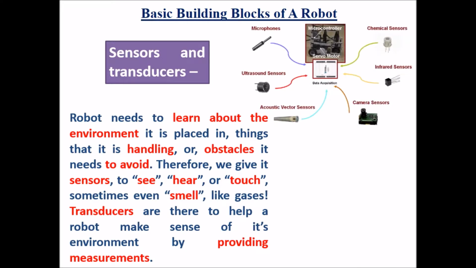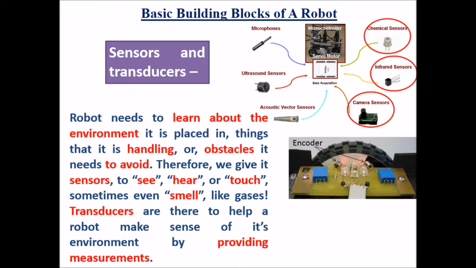This image shows different kinds of sensors, like chemical sensor, which detects gases, infrared sensor which detects obstacles, and camera sensor, which helps the robot to see. This shows an encoder, a kind of transducer which measures position. And finally we have the flow meter, a transducer that measures airflow.